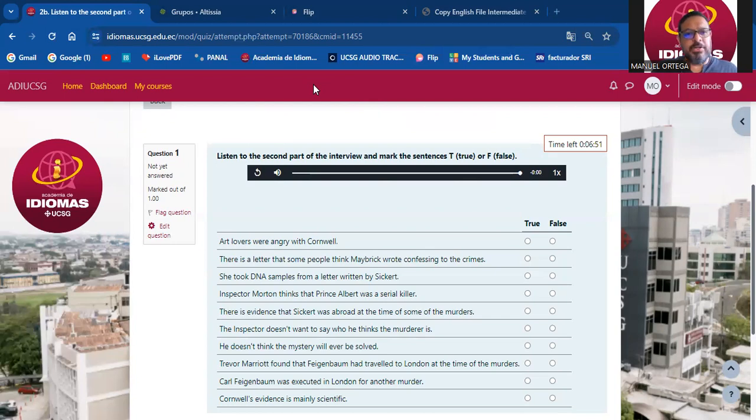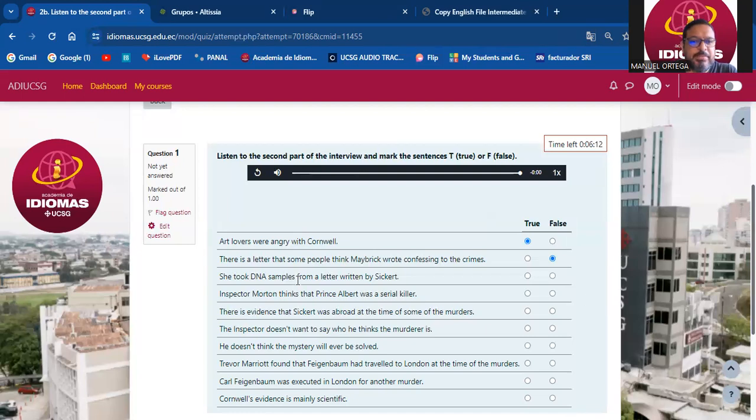Okay, with that audio, we can answer this one. Remember, true or false, right? The first, art lovers were angry with Cornwall. That one we're gonna mark as true. There is a letter that some people think Maybrick wrote confessing to the crimes. There is a letter, but not about this person. This one is false.